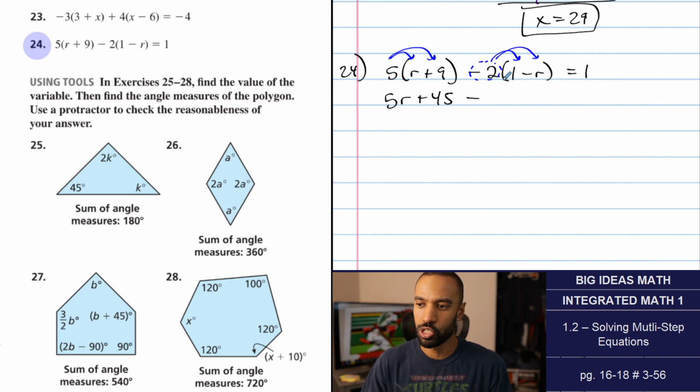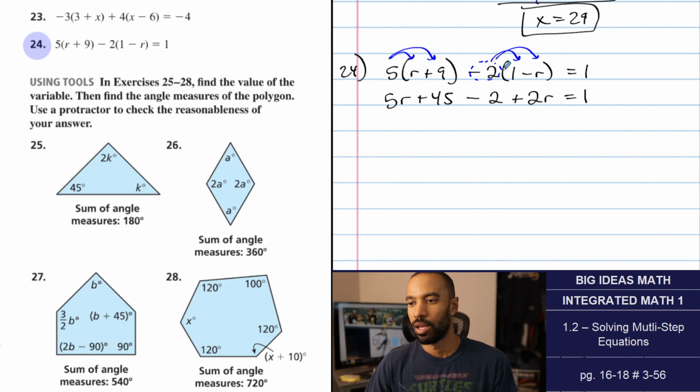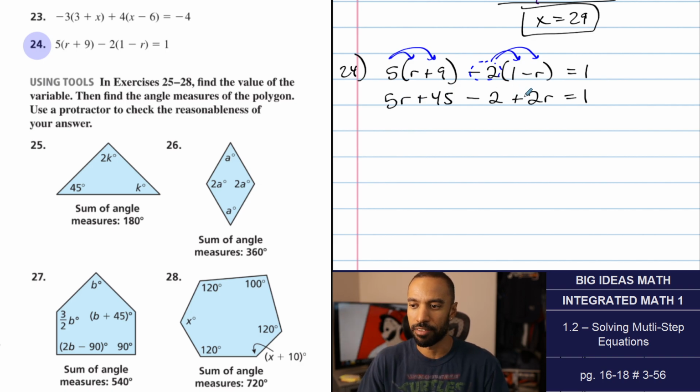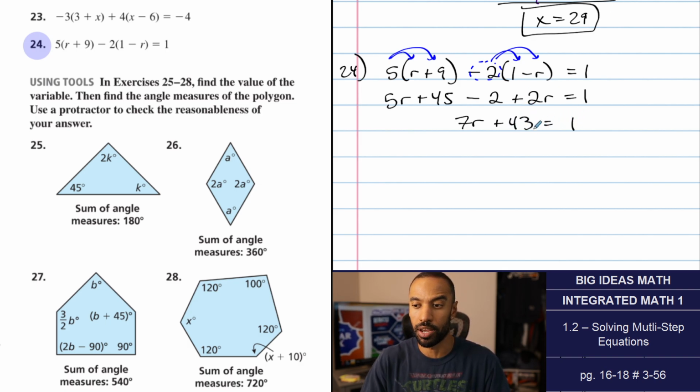All right, minus 2: negative 2 times 1, negative 2 times negative r. Positive. Positive. Okay, and combining like terms, 5r plus 2r and 45 minus 2. Again, we're simplifying this side before we move anything over. We use inverse operations when we move terms over, and that's going to be now.